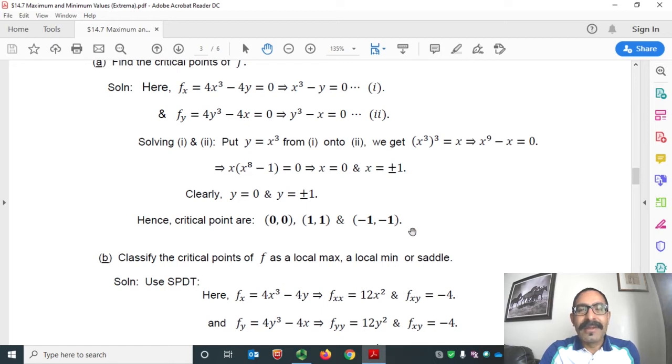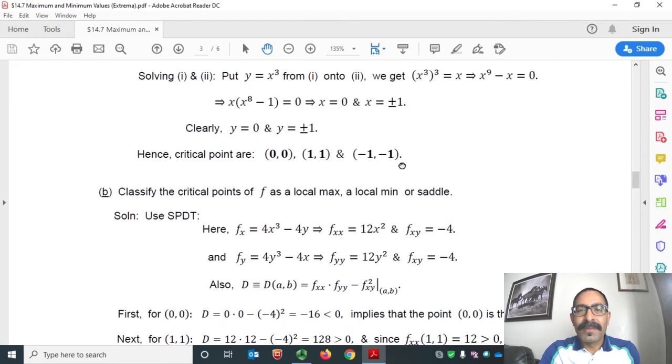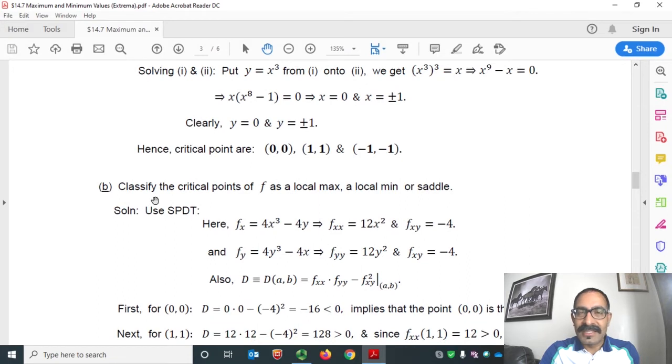Great. Now let's move on. Now another question. Part B says classify the critical points. So let's classify those critical points as a local max, local min, or saddle. That means we need to use the second partial derivative test.